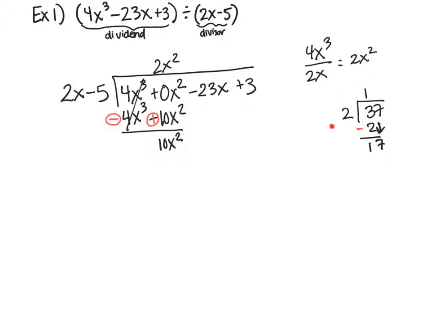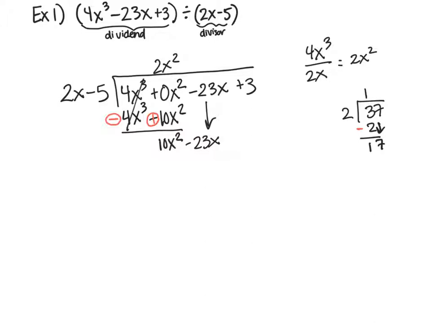Now, just like we did off on the side with this division problem of numbers, we said that after we change the sign and then combine like terms, we drop down the next number. We're going to do something similar here as well, where we drop down the next term. So that means we want to write negative 23x because that is what is going to be dropped down.